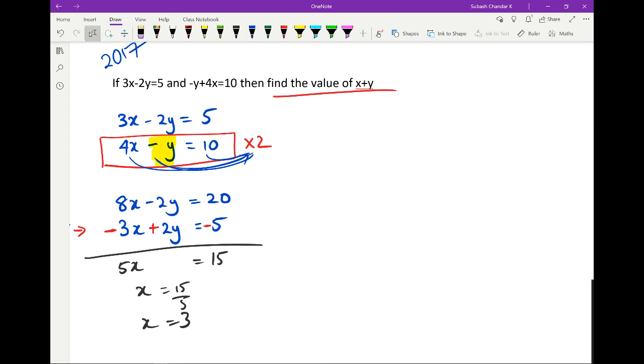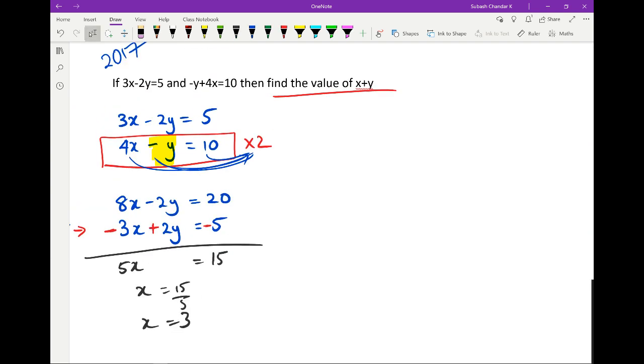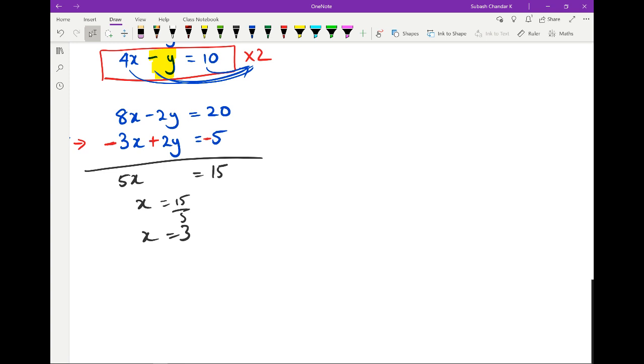Okay, anyway, so we've got x equals 3. I need to figure out what y is. So I'm going to pick one of these equations. I'm going to pick the second one right there, which is 4x minus y equals 10. So 4 times 3 minus y equals 10. I've got 12 minus y equals 10.